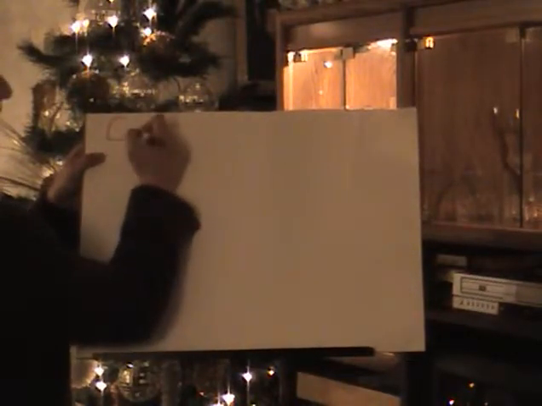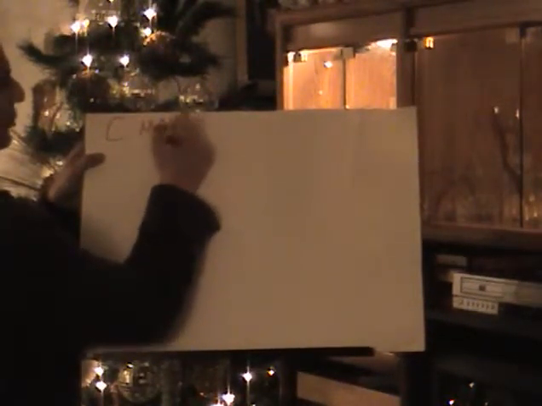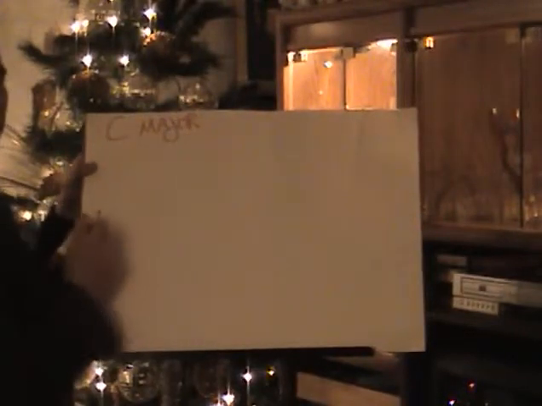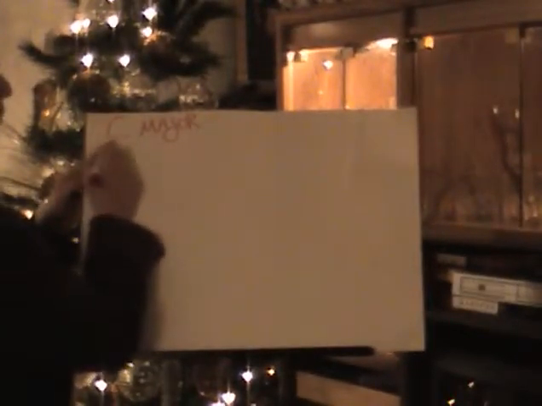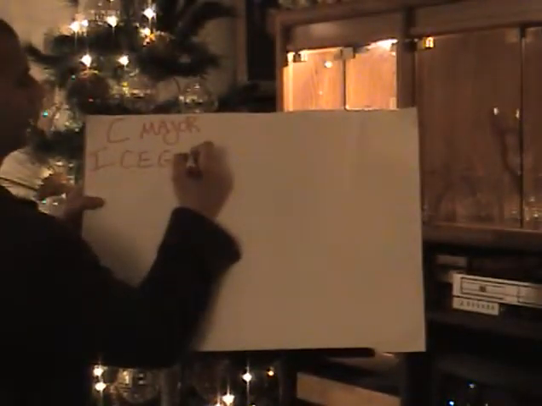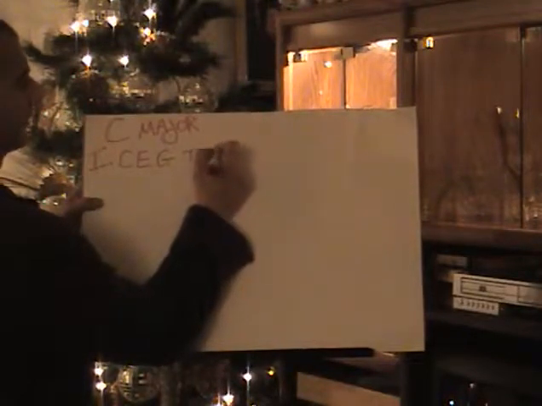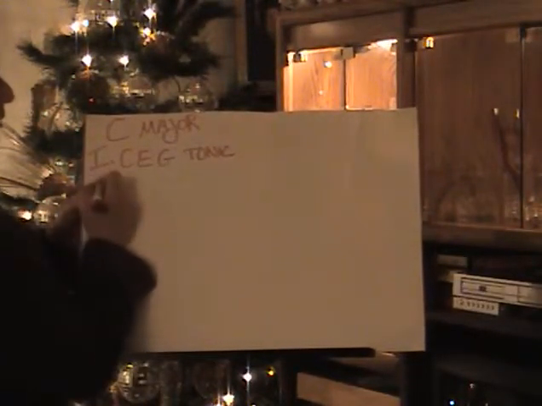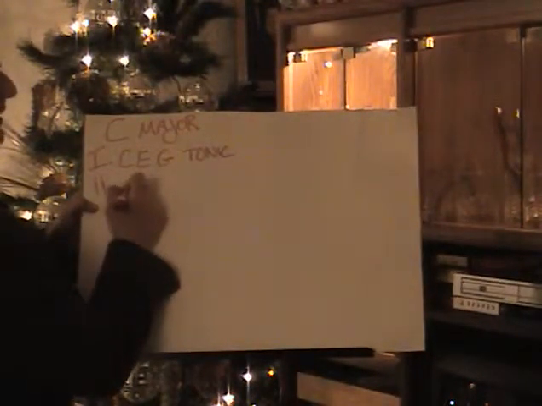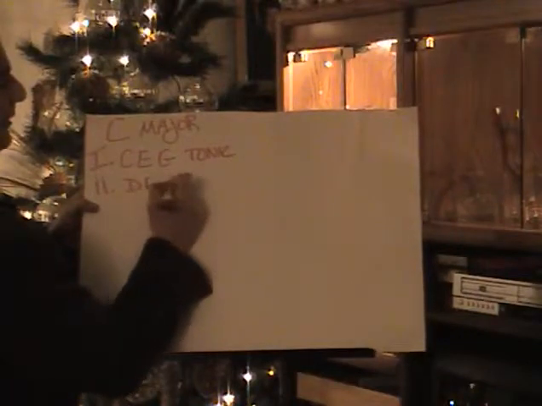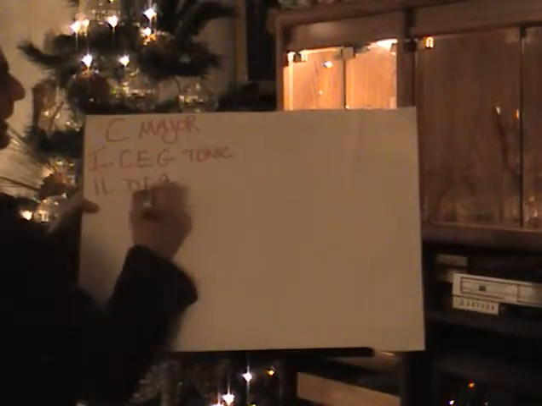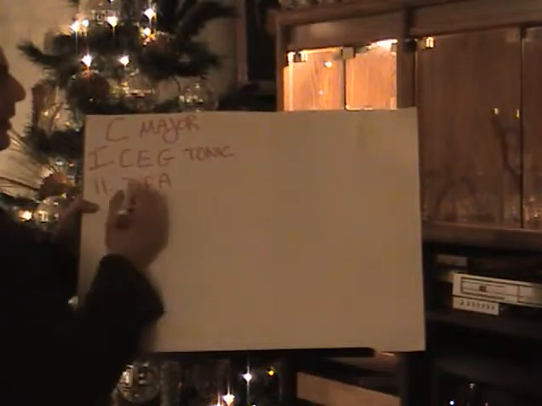The key of C major. The first chord is C, E, G, C major, and that is called the tonic. Chord number 2 is D, F, and A, and that's D minor, also called the supertonic.